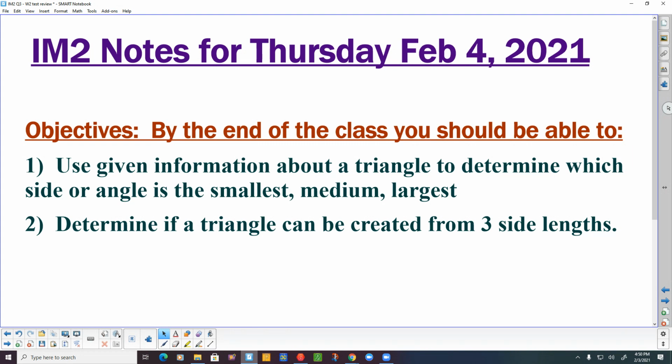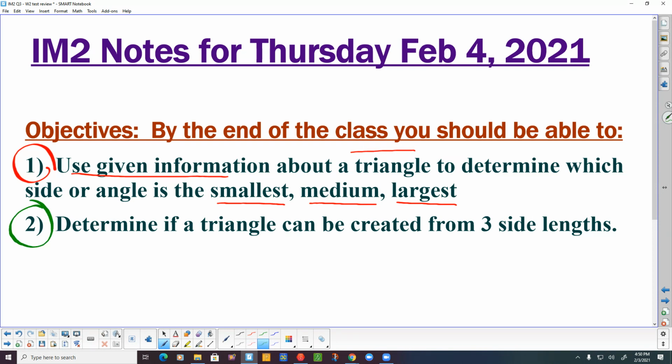The objectives for these notes are, by the end of class, you should be able to, 1, use given information about a triangle to determine which side or angle is the smallest, which one is the medium side, and which one is the largest of the three. That's your first goal. Your second goal is to determine if a triangle can be created from 3 side lengths. So I will give you 3 numbers. You tell me if they make a triangle.